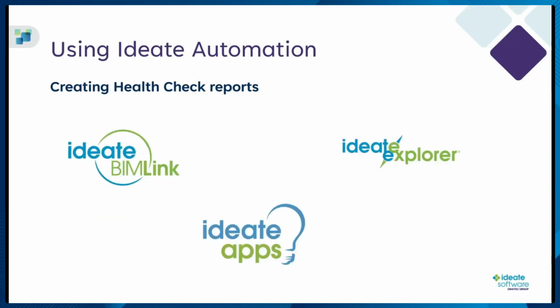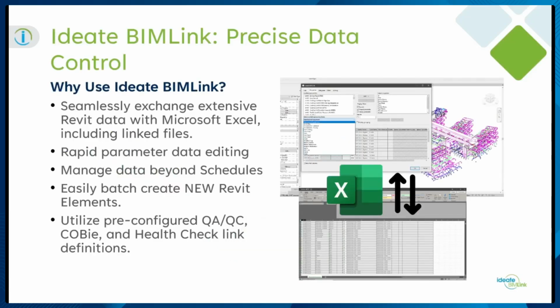To create a health check report like the one shown in the previous slide, in addition to Ideate Automation, you will also need to subscribe to other Ideate software tools such as Ideate BIMlink, Ideate Explorer, and Ideate Apps. Ideate BIMlink allows you to export huge amounts of parameter or properties data to Microsoft Excel. Excel can be utilized to review, make changes, then seamlessly push back changes into the Revit model.